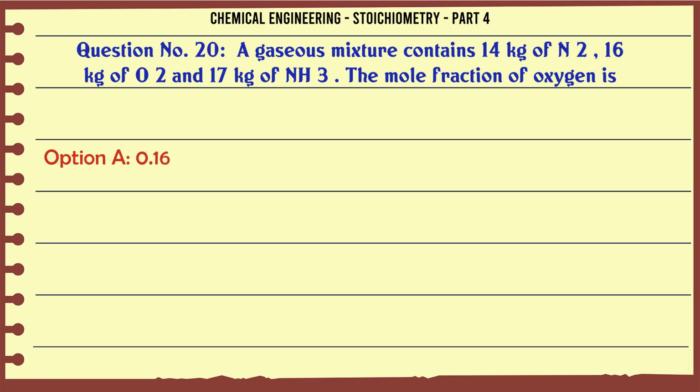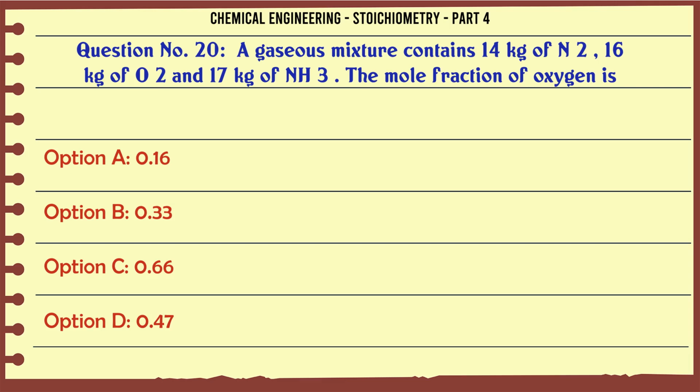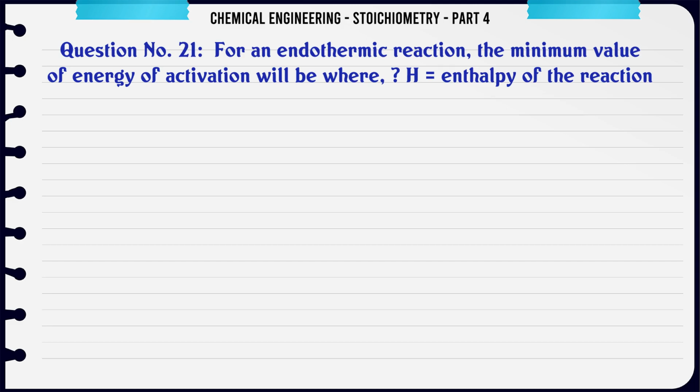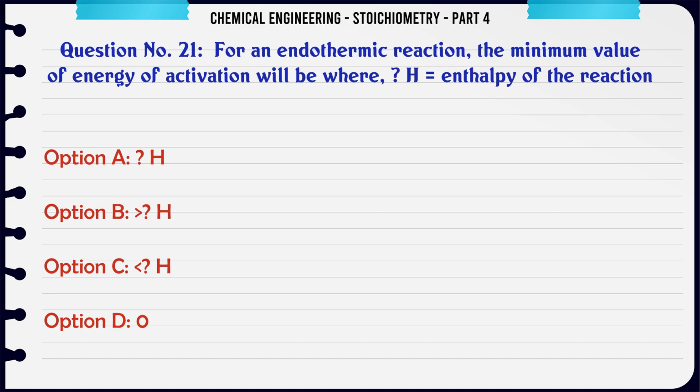A gaseous mixture contains 14 kilograms of N2, 16 kilograms of O2, and 17 kilograms of NH3. The mole fraction of oxygen is A. 0.16, B. 0.33, C. 0.66, D. 0.47. The correct answer is 0.33.